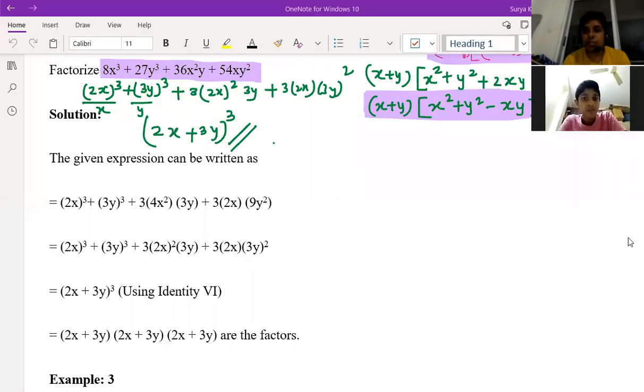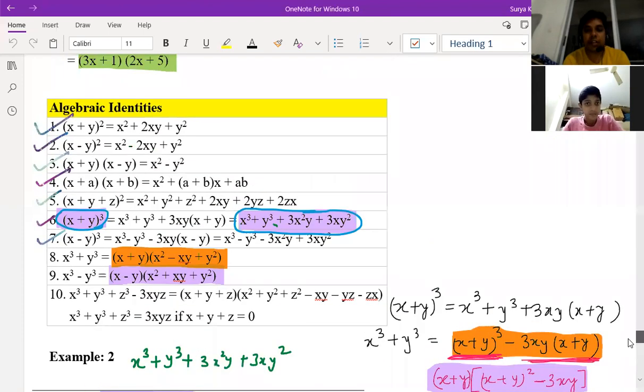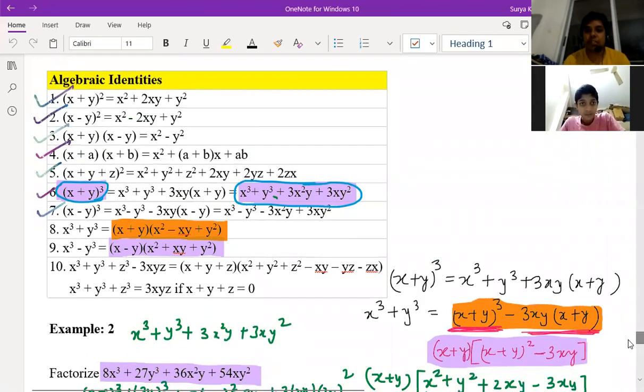So these are all the formulas you might have remembered right now. You can get to know them, right? You can revise these formulas once again.